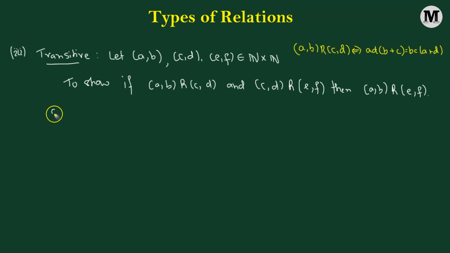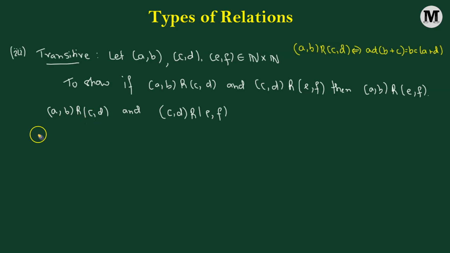So here we have (A, B) related to the ordered pair (C, D), and we have the ordered pair (C, D) related to the ordered pair (E, F). Fine. Now (A, B) related to (C, D), what does it mean?